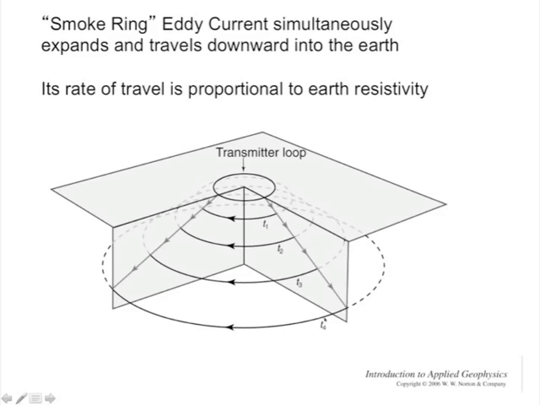Okay, and that sinking eddy current, we can maybe make measurements of how fast it's sinking near the surface, and how fast it's sinking at some greater depth. It turns out the rate of sinking of that eddy current is proportional to Earth resistivity, amazingly enough. And this kind of eddy current can appear in a constant resistivity medium. Okay, we don't need that dike-like conductive structure.